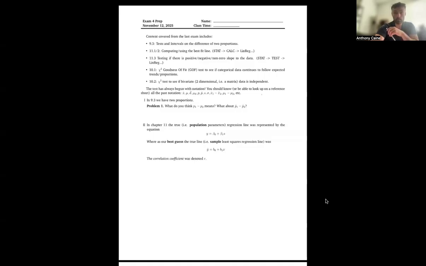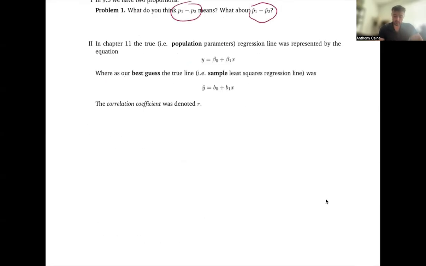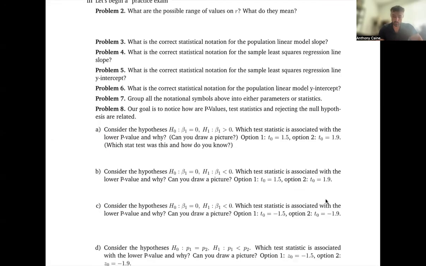All right, let's run through this stuff real quick. So first off, as far as the topics on the exam, 9.3, which is hypothesis tests and possibly a confidence interval for the difference between two population proportions. So that's going to be stuff like this. And in fact, maybe we should just do a quick problem like that.